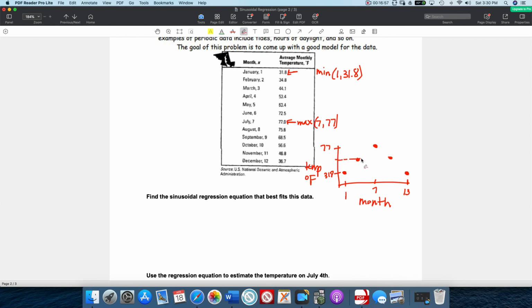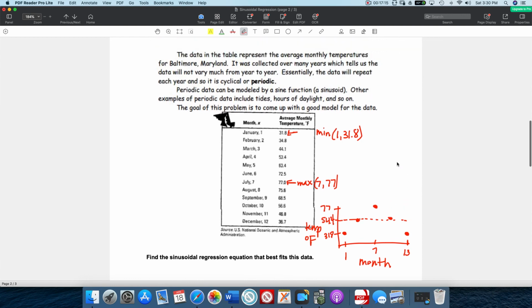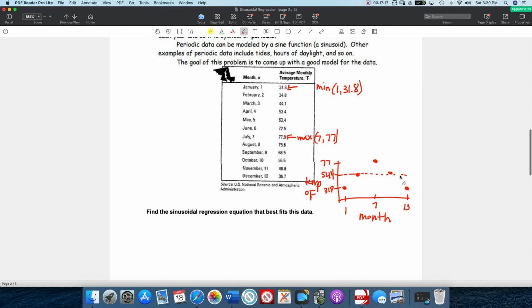Okay, so remember, how do I find the middle? Well, I'm going to add up these numbers and divide by 2. So when I do that, I get 54.4. And guess what? That's the average. That's your average temperature for, where are we at? Baltimore, Maryland, throughout the year. That's your average temperature, and that might come up here in just a minute.